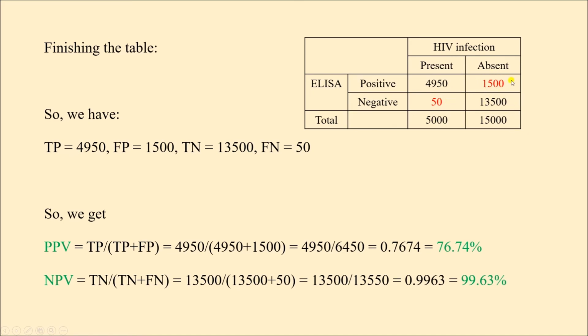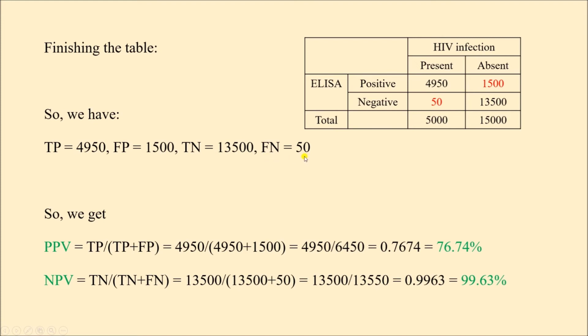So 50 people are false negative. Similarly 1,500 people are false positive. Always remember these two values when added should give the column total, and these two values when added together should give the column total here. So right now we have the true positive value of 4,950, false positive value of 1,500, true negative of 13,500, and false negative of 50.